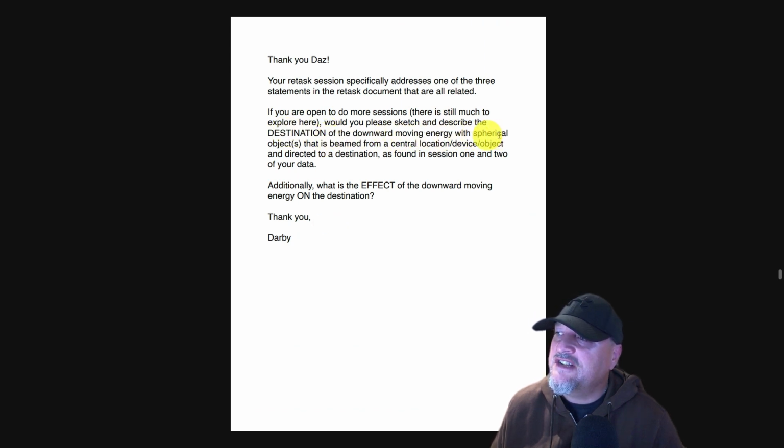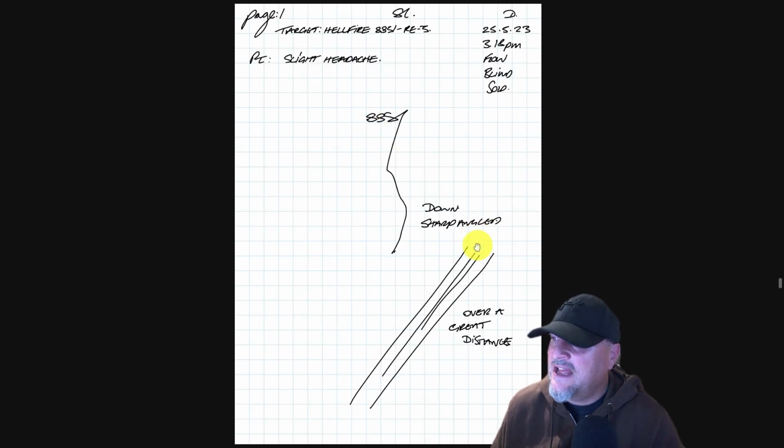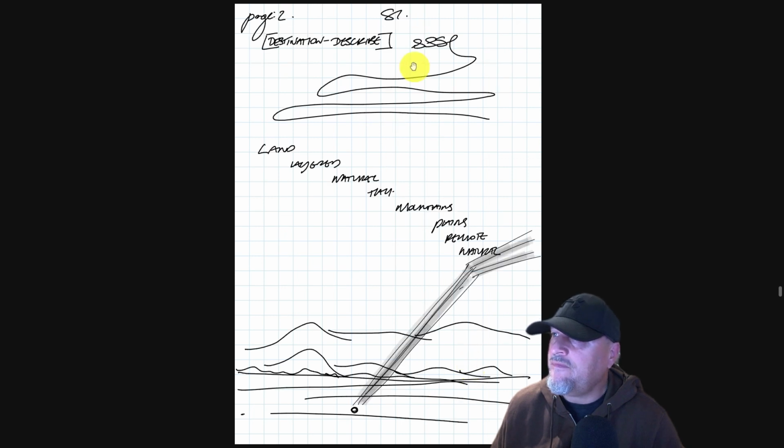Can I sketch and describe the destination of the downward moving energy and spherical objects? So I did this session next, and here's an ideogram showing a downward sharp angled movement over a great distance. Another ideogram here showing movement. But I also picked up land, which was layered, natural, tall, and it had mountains, it had plains, very remote, very natural. So here's the land here. And there's this kind of trajectory path that made more than one course correction of an object that went down to a surface.